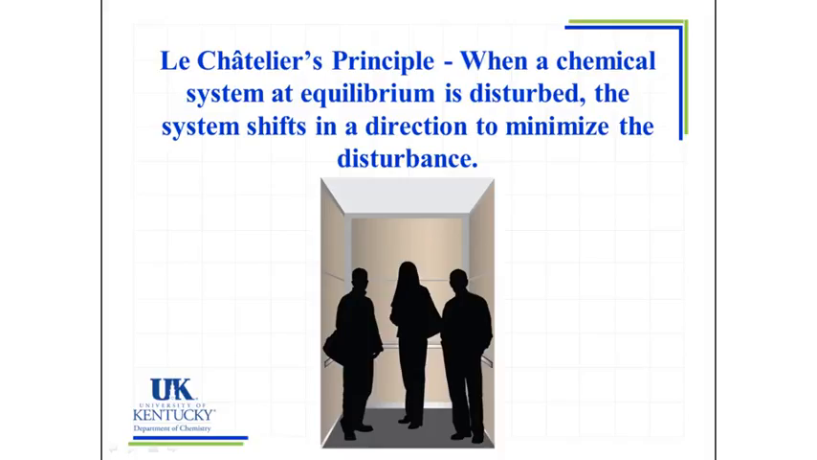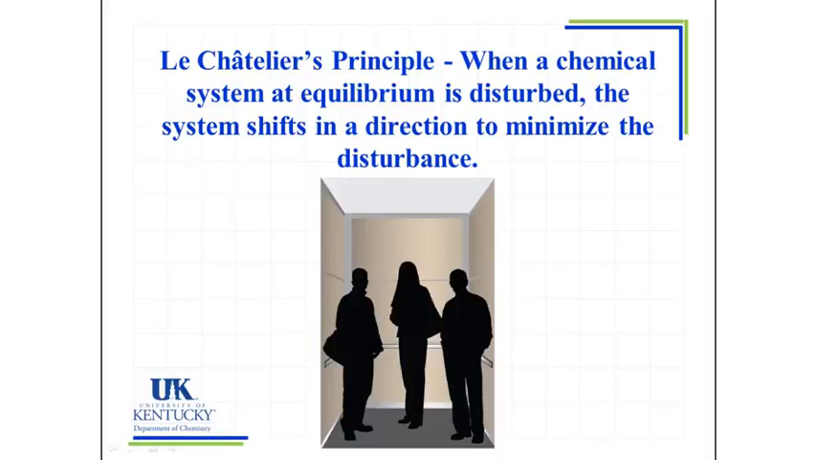Before we can start looking at the specific details, we need to understand the general concept of Le Chatelier's principle. And what it tells us is that when a chemical system or a chemical reaction at equilibrium is disturbed, the system shifts in a direction to minimize the disturbance.